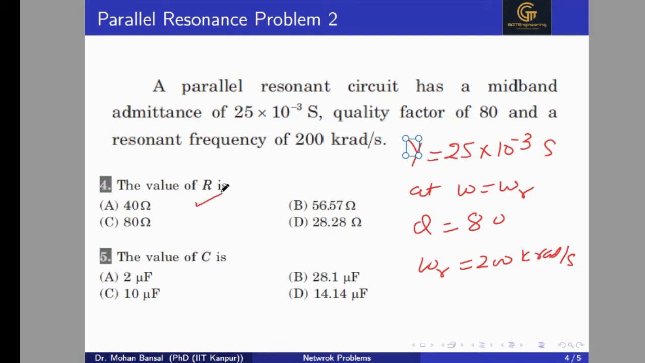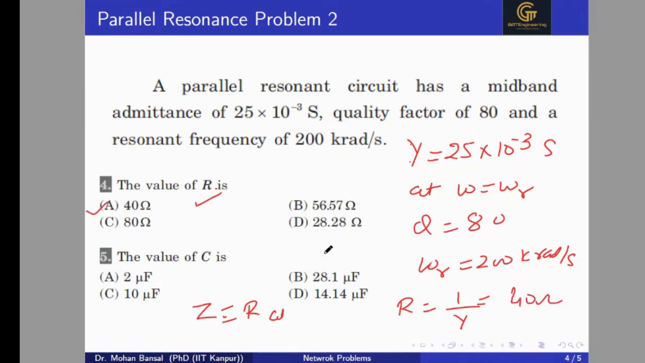Here R is the resistance, which is R equal to 1 divided by Y, because admittance is at resonance frequency, and this R is also equal to Z at resonance frequency. So Z is equal to R at resonance frequency. So R can be written as 1 divided by Y. Solving this expression, we get the value of R, which is 40 ohm. This is the answer for the first problem.